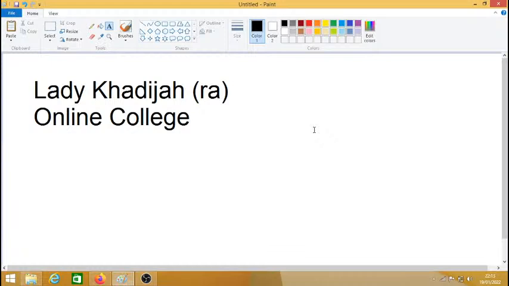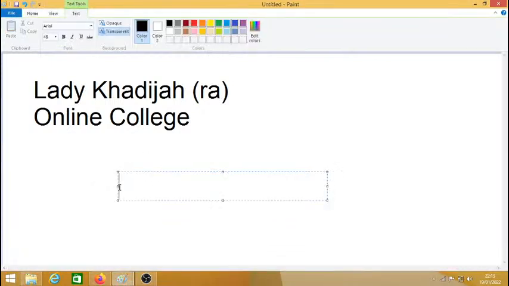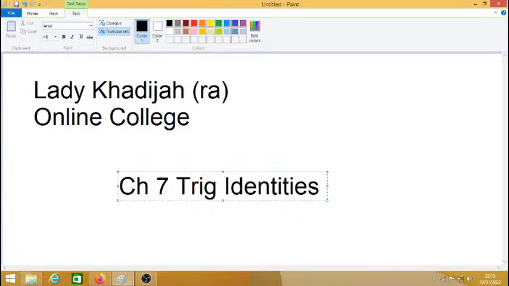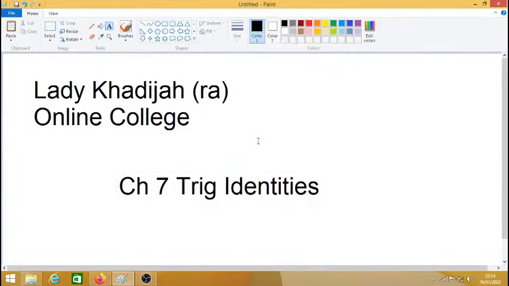A-level maths, year 2, pure maths. And we're looking at chapter 7, if you're following through in the A-level Pearson Edexcel book, on trig identities. So far we've gone through all of them, but now we need to pick the right one to be able to solve an equation or a problem.